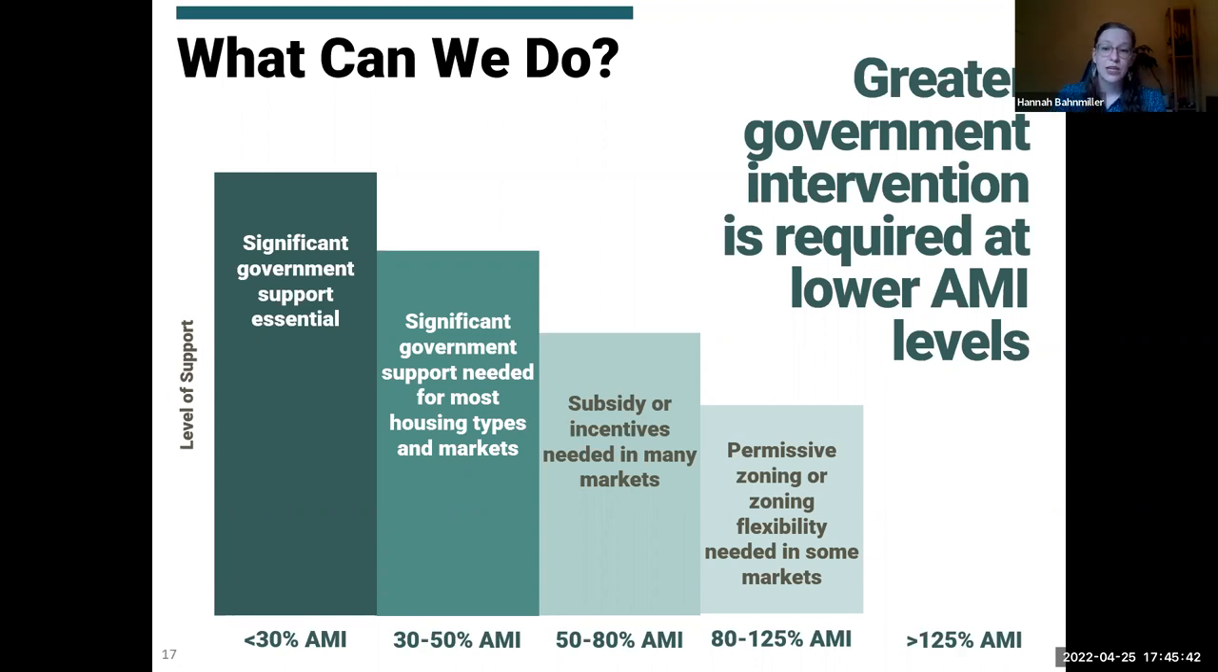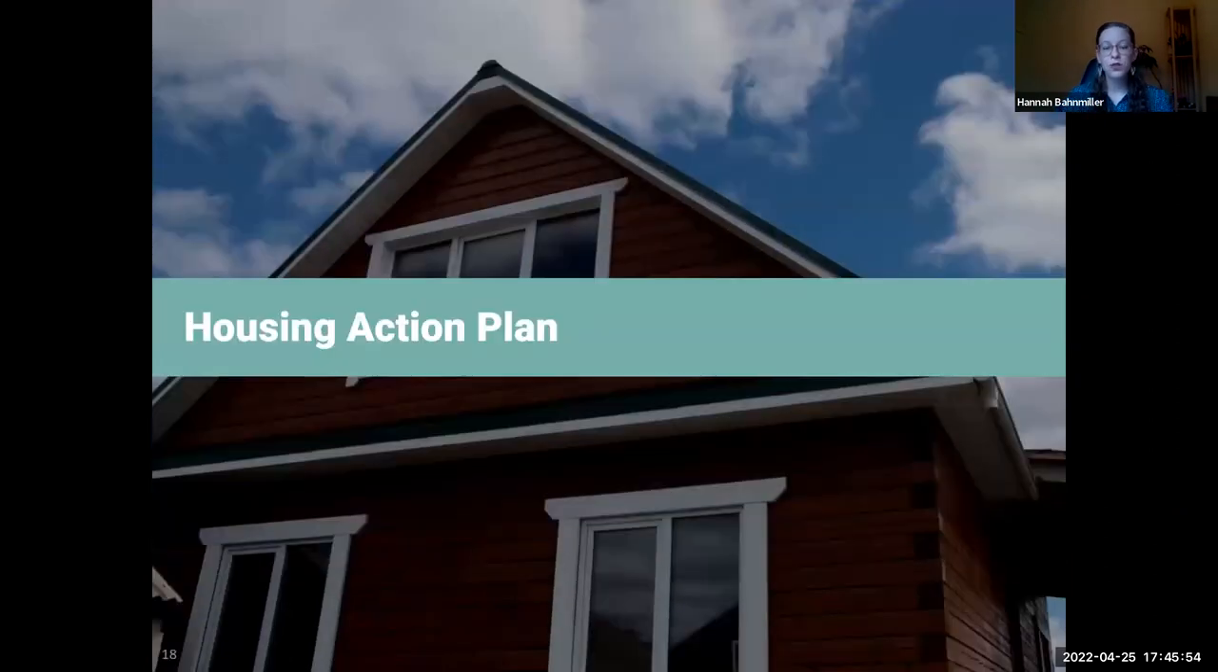Ultimately, understanding that greater government intervention is going to be required at lower levels of affordability helps us prioritize and leverage our resources for those with the greatest need. As part of our efforts to prioritize and plan for housing needs, the city developed a Housing Action Plan funded by a grant from the Department of Commerce.